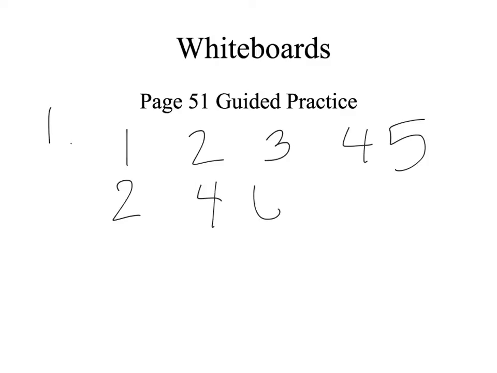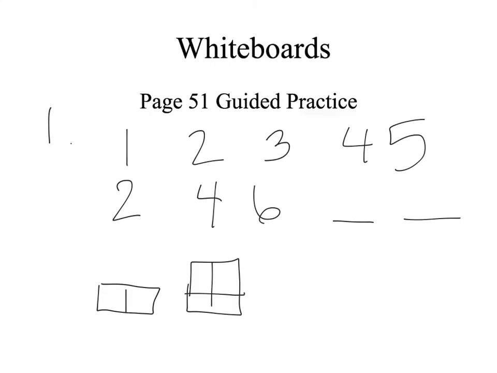So on page 51, if we look at number 1 in the guided practice, it has a table where the number of stories is 1, 2, 3, 4, 5. And then it says the number of blocks is 2, 4, 6, and then there's a blank. It also gives us a picture. So we have 1 story uses 2 blocks. We have 2 stories uses 4. We have 3 stories uses 6.